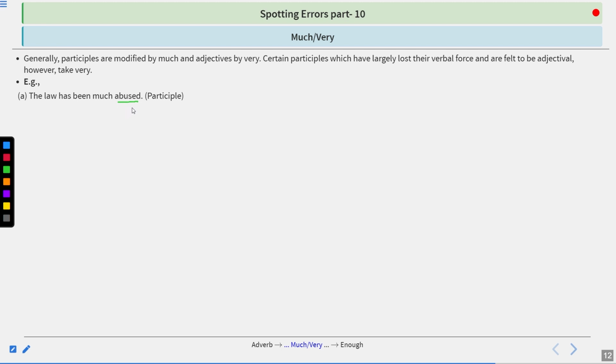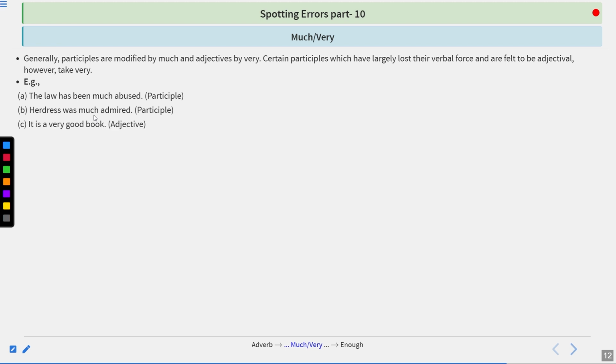Past participle means the third form of the verb of any verb. It's like play is a base form, played is the second form, and played is the past participle form, the third form. "Her dress was much admired." Again, admired is a past participle, and we have used "much" here to intensify.